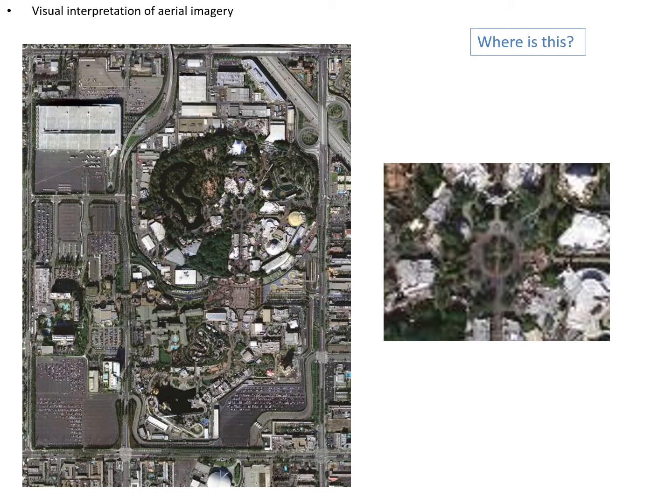I've zoomed into the middle, and there's some kind of structure that has circular, and it looks like maybe pathways. I usually ask in class, and someone usually gets, this is Disneyland in California.